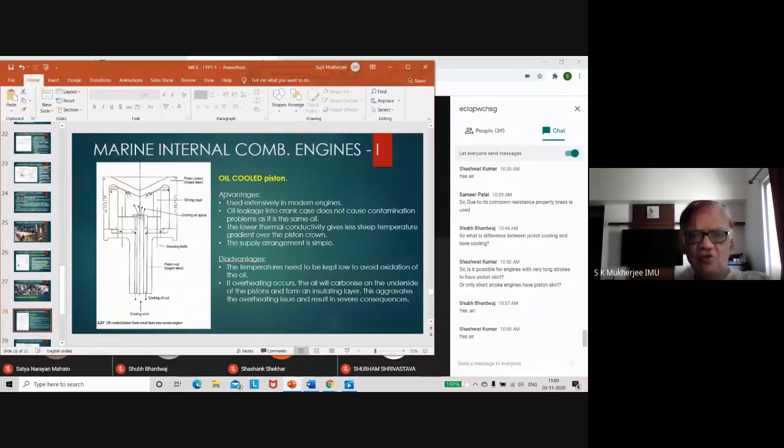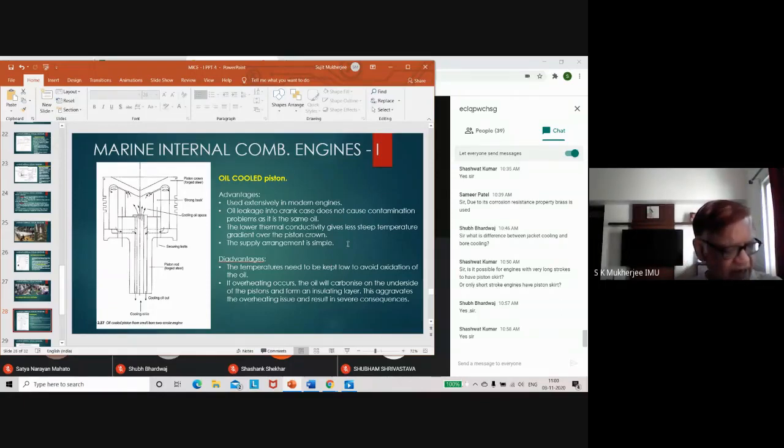Okay. So the oil-cooled piston advantages are: it is used extensively in modern engines. Oil leakage into the crankcase does not cause contamination problems as it is the same oil as the crankcase oil. The lower thermal conductivity gives a less steep temperature gradient over the piston crown. What does it mean? You see, oil is a poor conductor of heat, and also it has a low specific heat as compared to water.